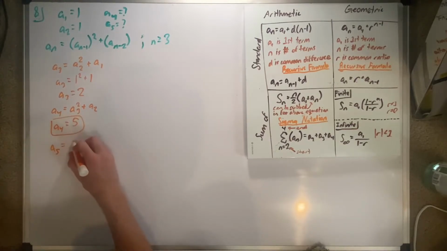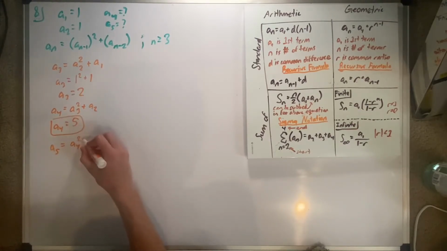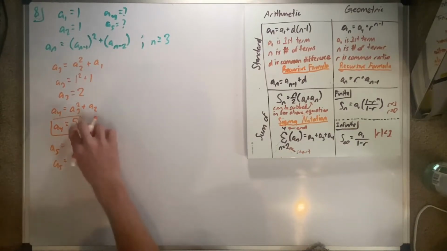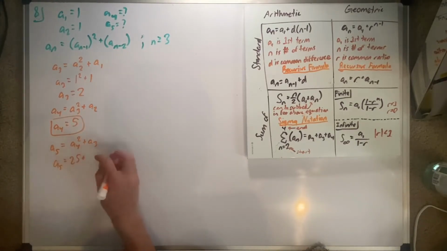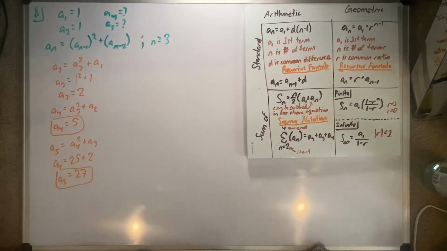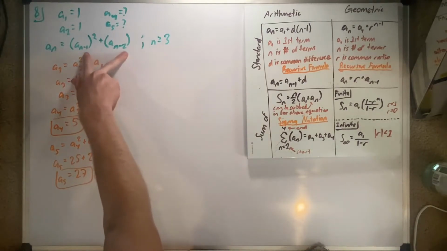a_5 is equal to a_4 squared plus a_3. a_5 is equal to a_4 squared, so that's 25, plus a_3, which is 2. So a_5 is equal to 27. And that's it there. This just seems super complicated.